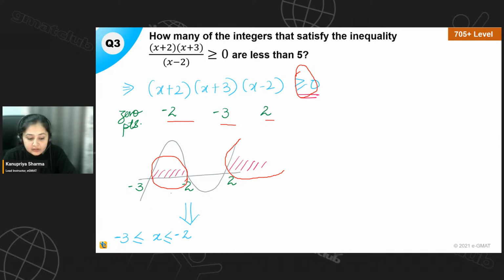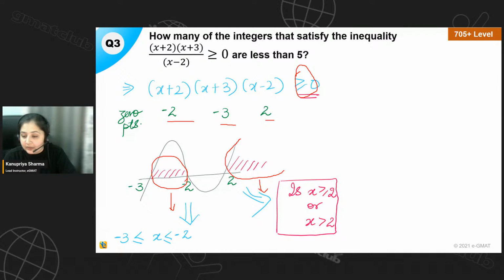So from here, we get that x is less than or equal to negative 2 and greater than or equal to negative 3. And from this region, we get that x is greater than or equal to 2. Now, we already know that x cannot be equal to 2. So we cannot take this range. We know that x is greater than 2, and we also know that x has to be less than 5.